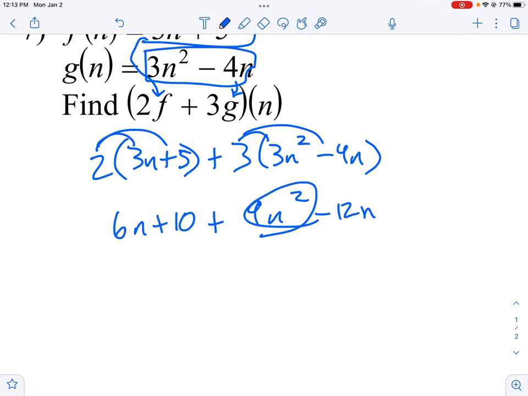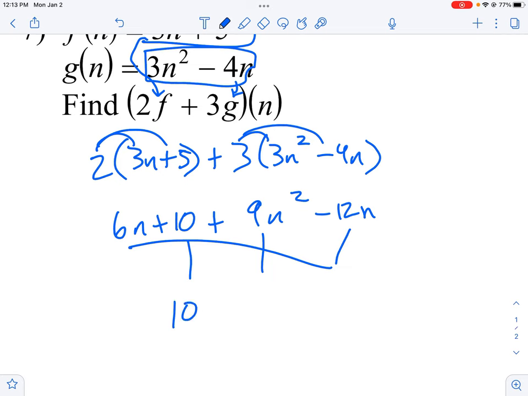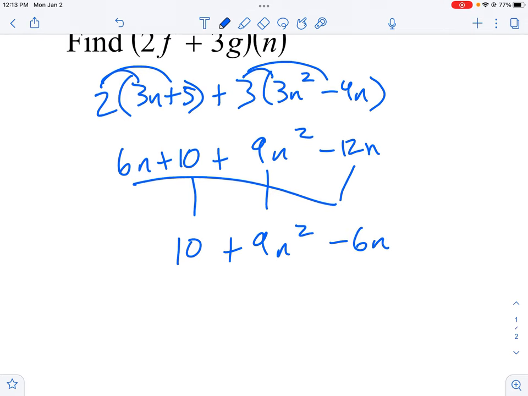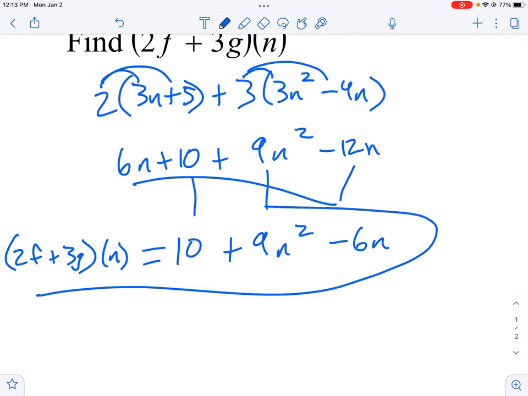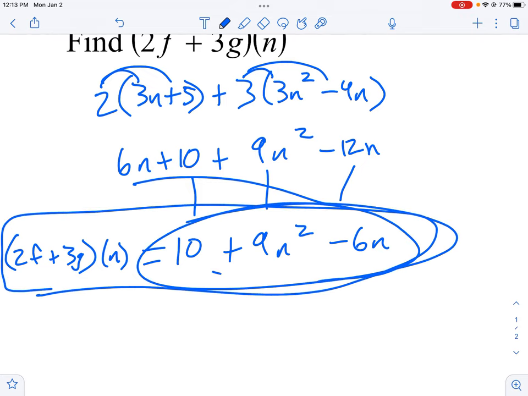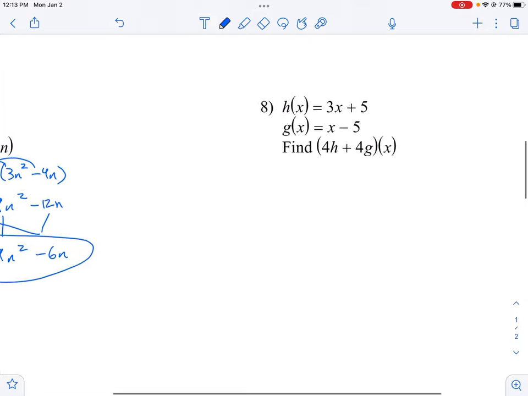Remember that n squared and then just the plain old n's do not combine. So the n squared is going to stay the same. The 10 is going to stay the same. But the 6n and subtract 12n are going to be different. So we got 10 plus 9n squared minus 6n. And that's what my answer is. So it's just 2f plus 3g of n equals. I won't make you switch the order on this. Next year you'll learn about standard form, but yeah.